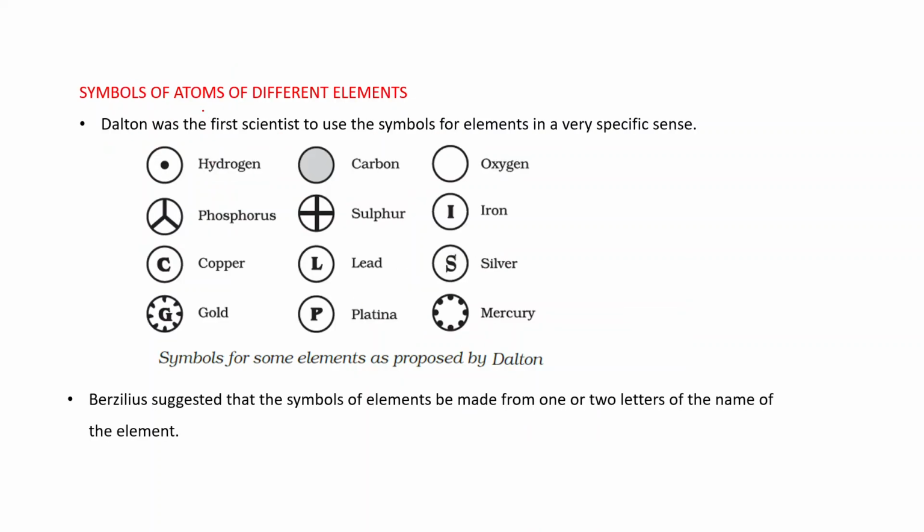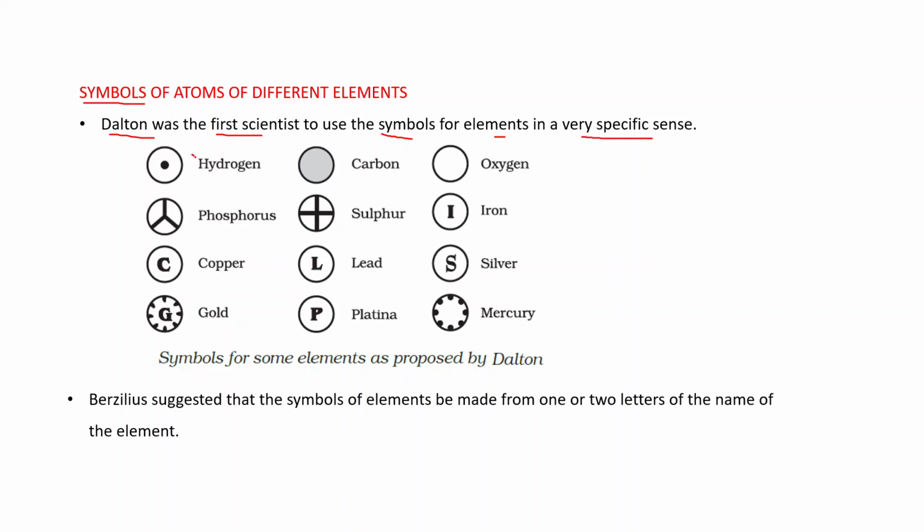Symbols of atoms of different elements. First, what is the meaning of these symbols? A shorthand representation of an atom of an element is called a symbol. Dalton was the first scientist to use symbols for elements in a very specific sense. You can see this.